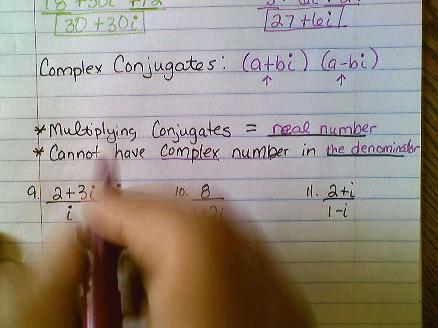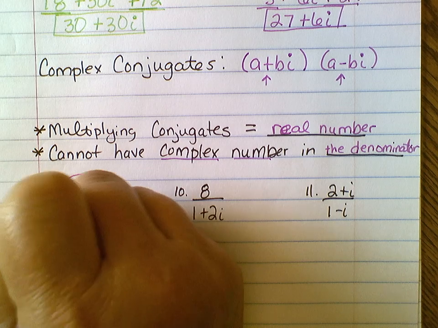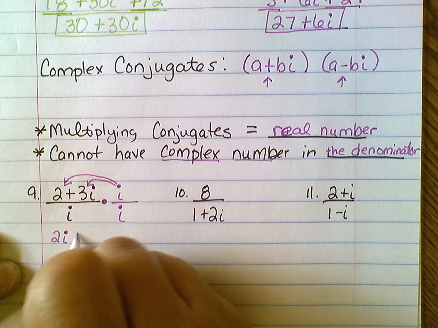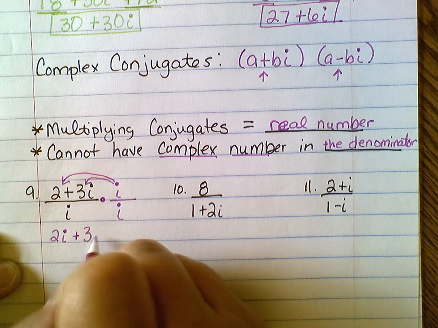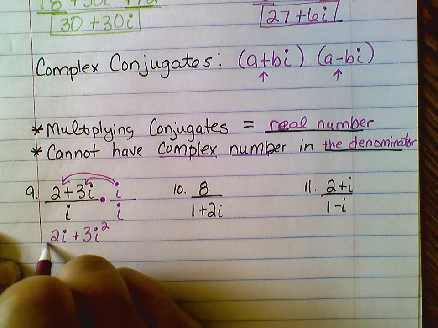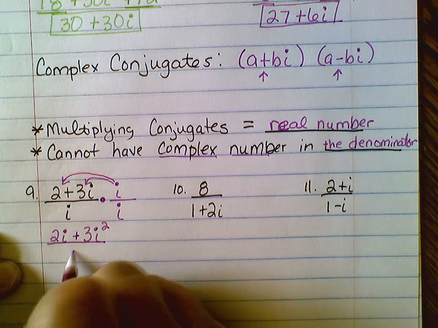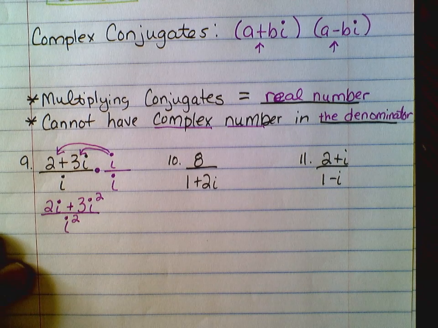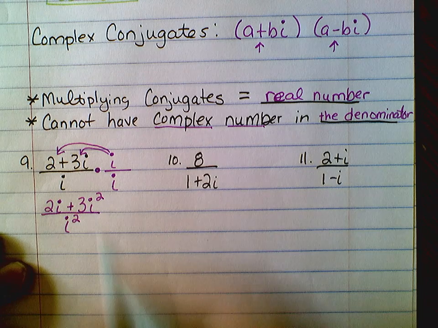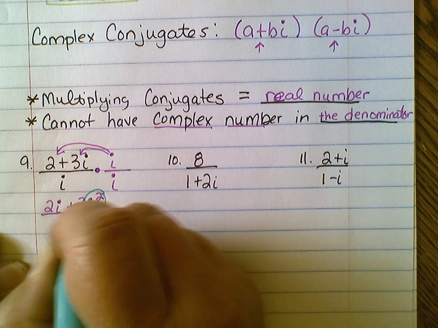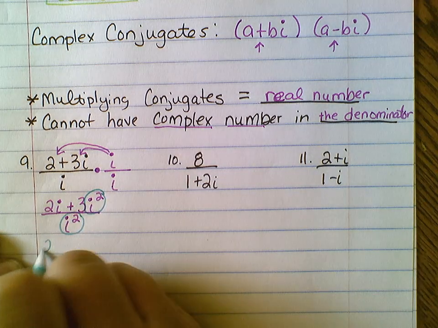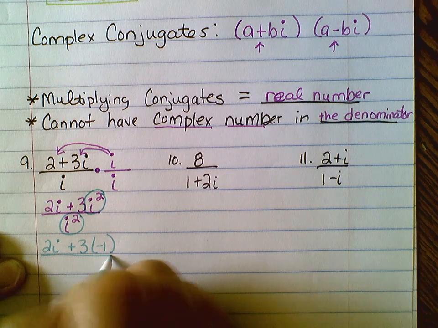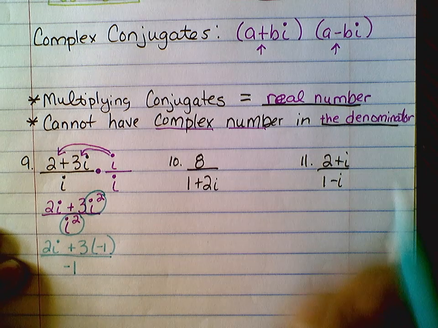So we will distribute. i times 2 is 2i. i times this positive 3i is 3i squared. And then i times i is i squared in the denominator. Okay, so now I have to replace my i squareds with that negative 1. So I have 2i plus 3 times negative 1, and this is all divided by negative 1.